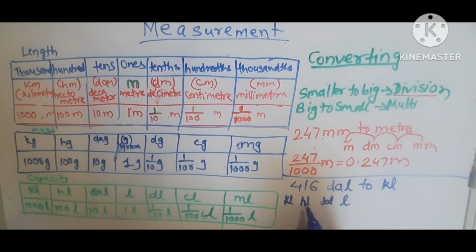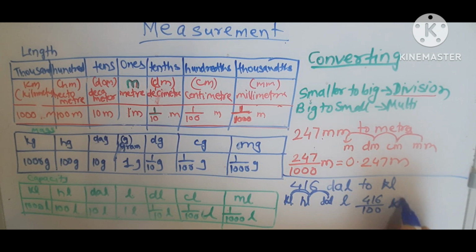We are converting from decaliter to kiloliter here, that is we are going 1 step, and 2 steps. So to convert decaliter to kiloliter, first we know we have to do division, because we are going from smaller unit to bigger unit. And by how much will we divide? 10, 100. So it will be 416 divided by 100 kiloliter. As per our decimal rule, there are 2 zeros here, so if it is divided by 100, then 2 digits should come after the decimal point, so 4.16 kiloliter.